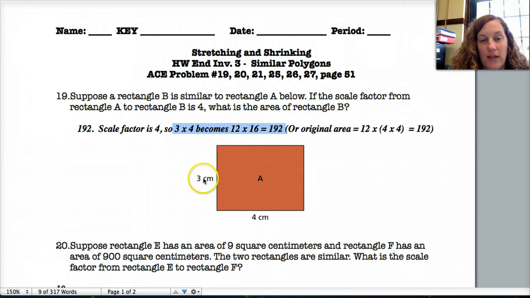Or you can figure that the original area is 12. If your scale factor is 4, your new area is going to be 4 squared times bigger, or 16. So you could say 12 times 16 is 192. So there's two different ways you could have found that answer.